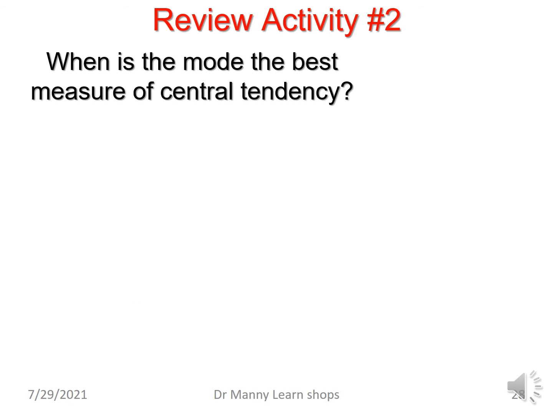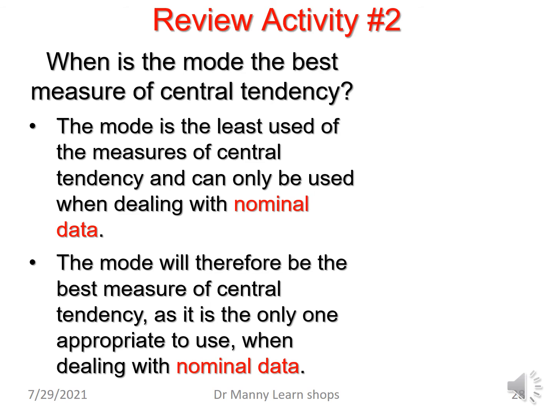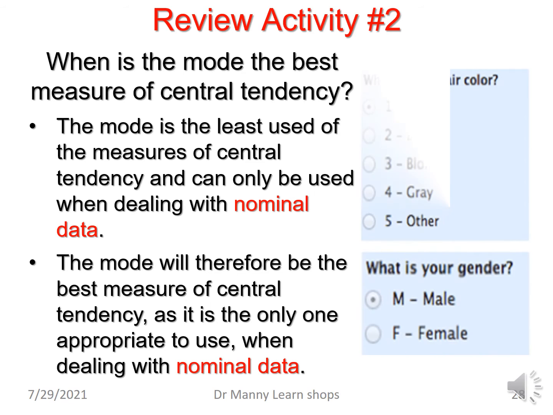Okay, another activity for you. When is the mode the best measure of central tendency? The mode is the least used of the measures of central tendency and can only be used with nominal data. The mode will therefore be the best measure of central tendency as it's the only one appropriate to use with nominal data. What's your hair colour? What's your gender?